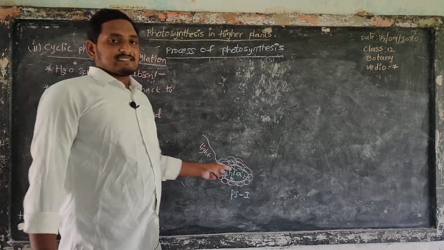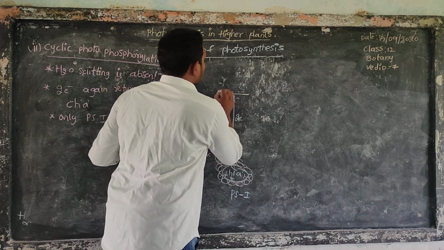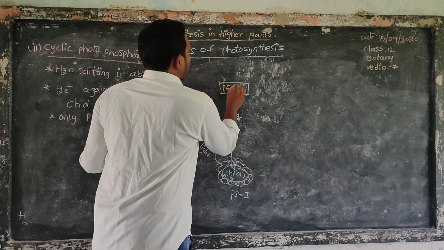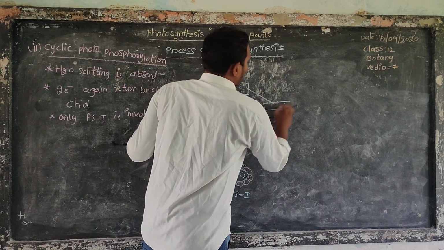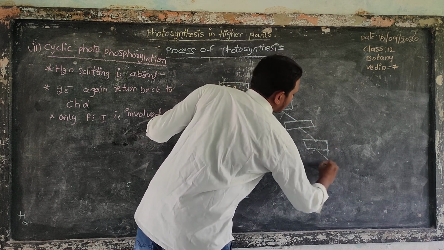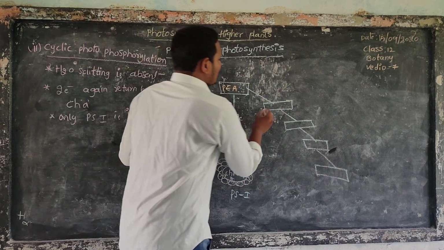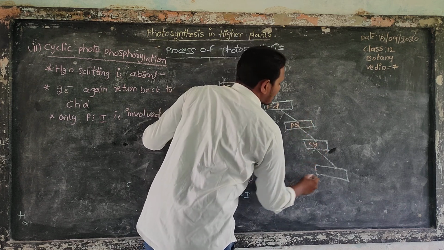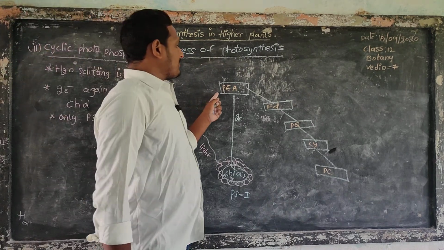Chlorophyll A is now excited and releases a pair of electrons. These pair of electrons are received by the primary electron acceptor. The primary electron acceptor sends these electrons to 4 electron transporters: first one ferredoxin, next plastoquinone, cytochrome complex, plastocyanin. These are the 4 electron transporters.